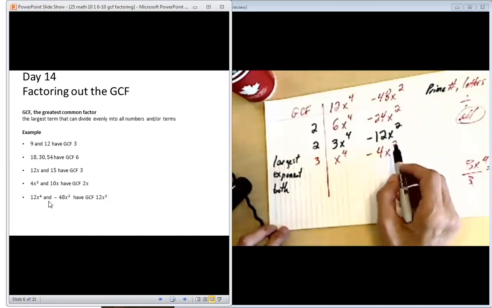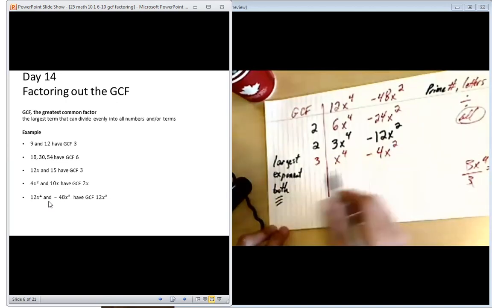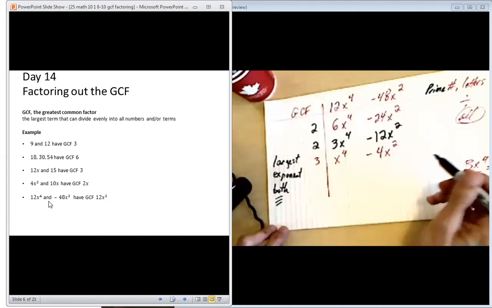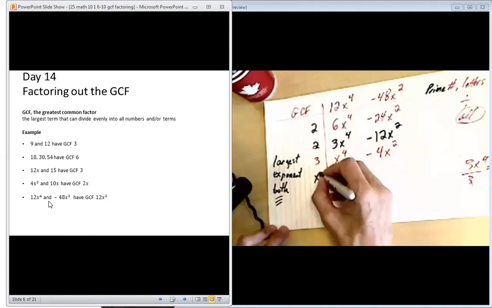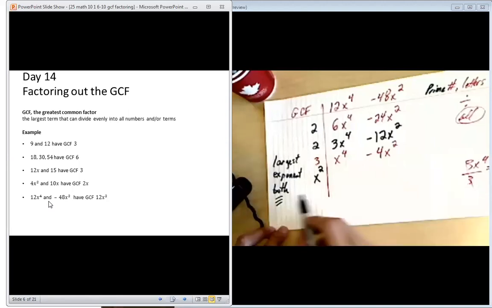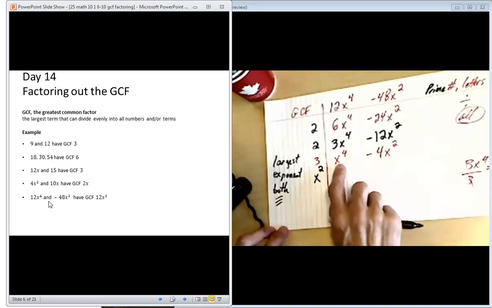So the biggest exponent of x that can come out from both is this one, the 2, right? So we're going to pull out x squared. Yeah, it's in both. See, we have 4 x's here, right? Here, there's only 2.